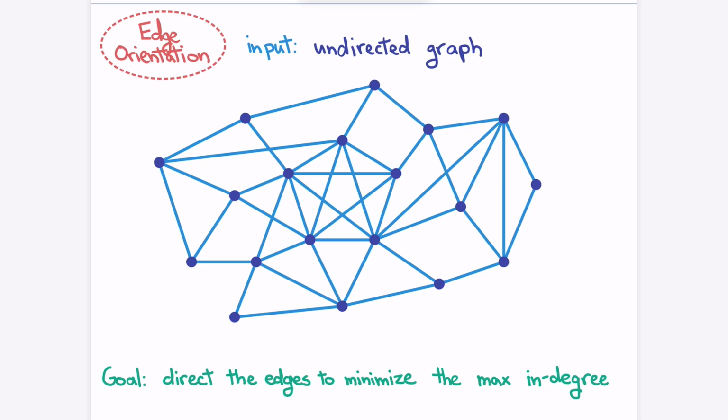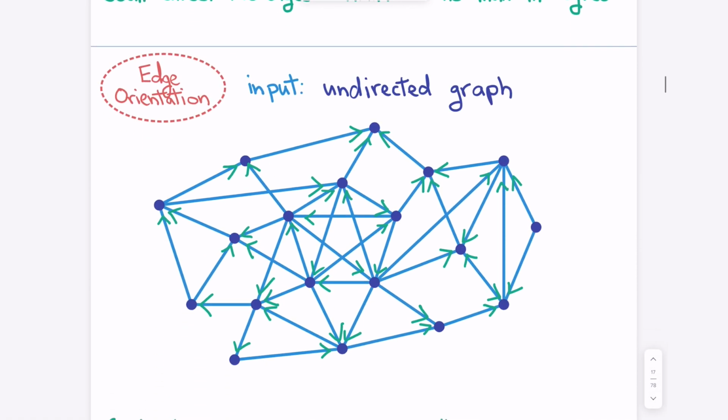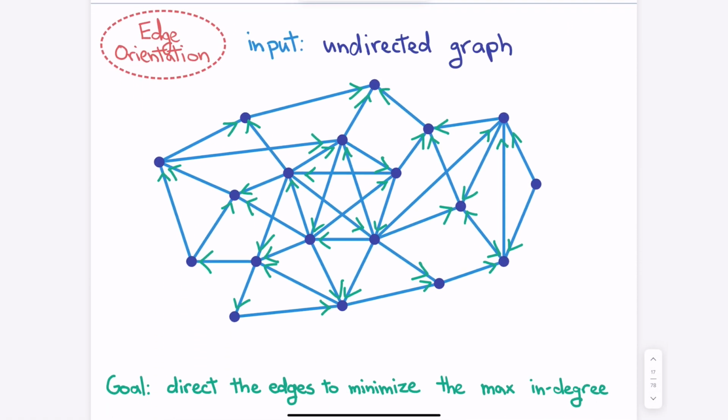So, for example, this would be such an orientation where I just added some corrections. And I guess this achieves a maximum in degree of 3. Okay. All right.